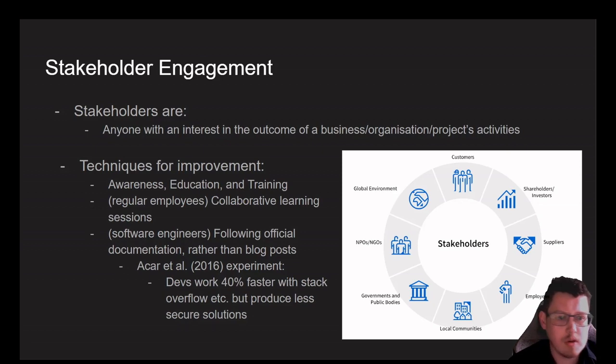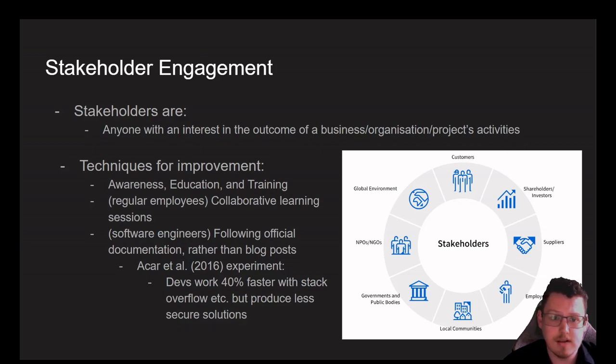So stakeholder engagement. What stakeholders are, as I mentioned earlier, is anyone that has any interest in the outcome of a business, organisation, or a project's activities. There's an image here with a bunch of different stakeholders. It's not just people that work for the company. You've got the customers, the shareholders and investors, so the people who own the company, any suppliers or other businesses that have business interactions with the organisation, the employees. You've got the local communities that are involved, government and public bodies, NGOs, NPOs, and the environment. These are some examples, and we essentially want them to be engaged with the process.